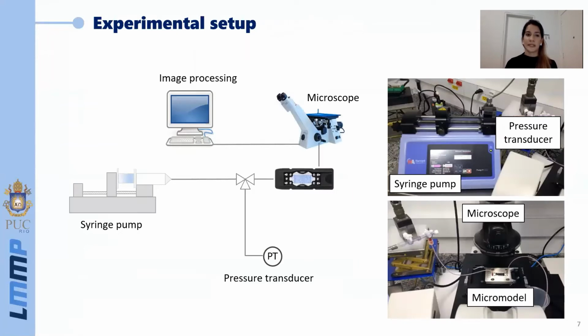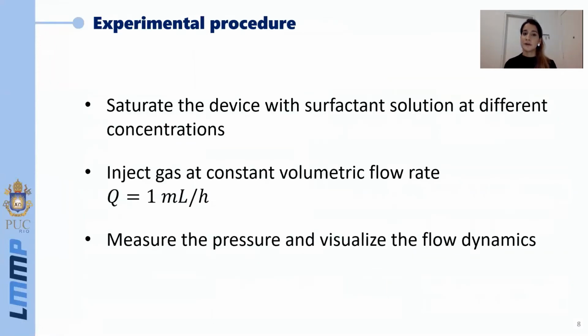Here is the experimental setup. We use the syringe pump, a gas-tight syringe filled with air, a pressure transducer to monitor the pressure, the micromodel, an inverted microscope, and a computer to do the image process. So first, we saturate the device with a surfactant solution, and we use different concentrations for different experiments. Then we inject gas at constant volumetric flow rate, 1 milliliter per hour. We measure the pressure and we visualize the flow dynamics.